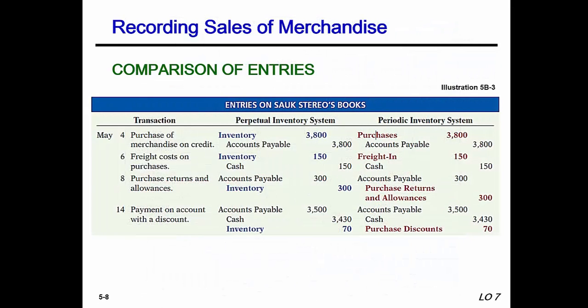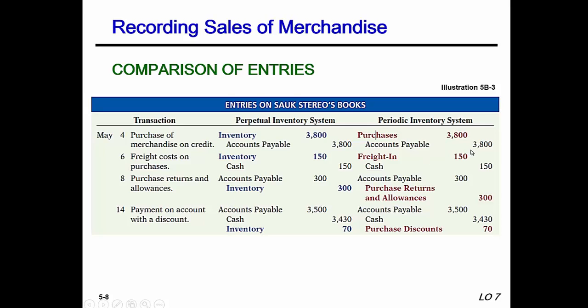If we wanted to talk more about sales of merchandise and the two types of systems that there are, we're assuming a perpetual inventory system. So everything is hardwired directly into inventory. You make purchases for cash or on account. You have purchase returns. You have freight costs. All of those things go straight in inventory. And if you pay within a discount period, the discount comes out of inventory.